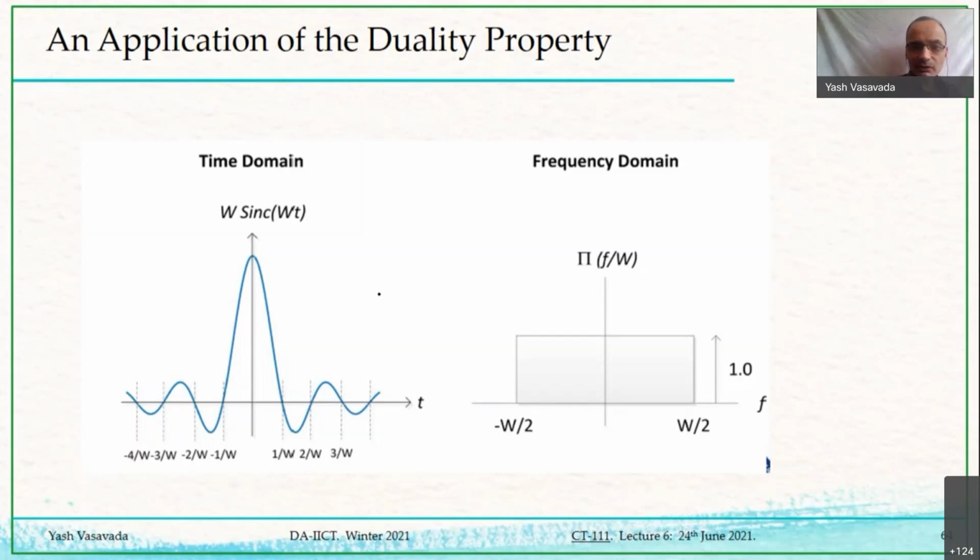Do you understand how I got this Fourier transform relationship? Where did I pull it out of? Yes or no? Yes, sir.